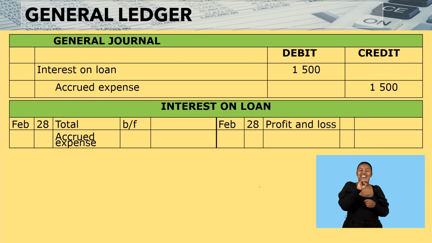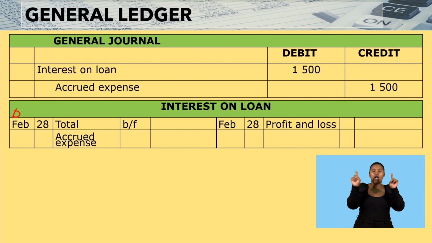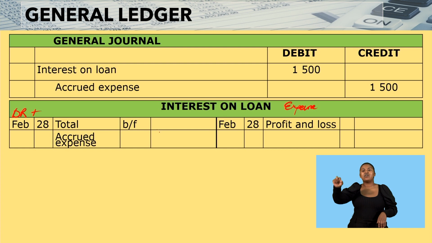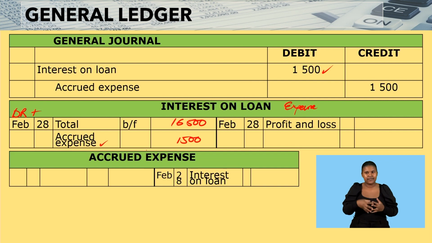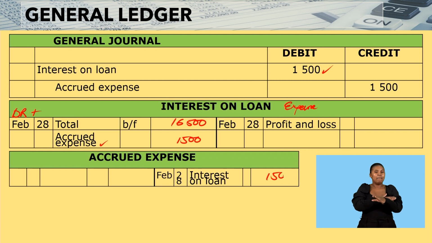When you are doing now the general ledger, it becomes very easy. Let's start with the interest on loan. Remember, interest on loan is an expense, hence it increases on the debit side. This is an expense account. So I have the total, the one for 11 months. Remember, it was 16,500. But we then debited interest on loan with 1.5. So I'll come here, then I'll say accrued expense, 1,500. And then we will credit our accrued expense with 1,500. There it is, 1.5.